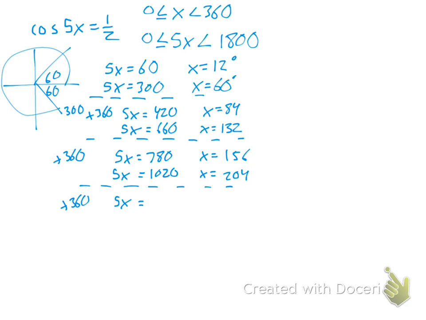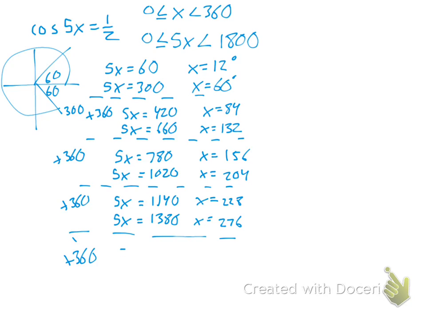X equals 1140. 5x equals 1380. So x equals 228. 276. And 1, 2, 3, 4, and the last one, right? Yep. 5x equals 1500. 1500. And 1740.